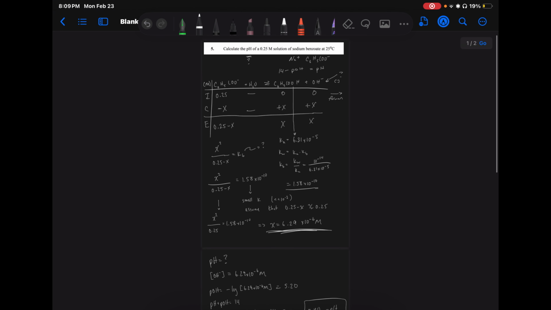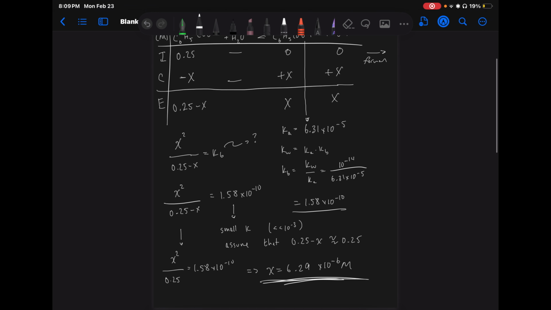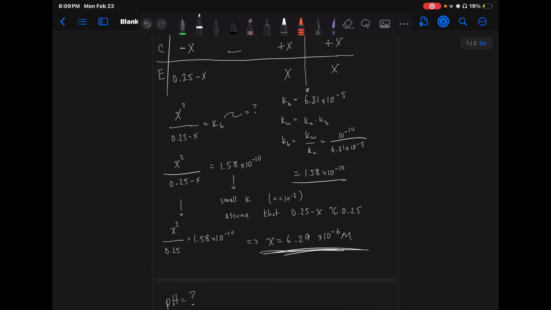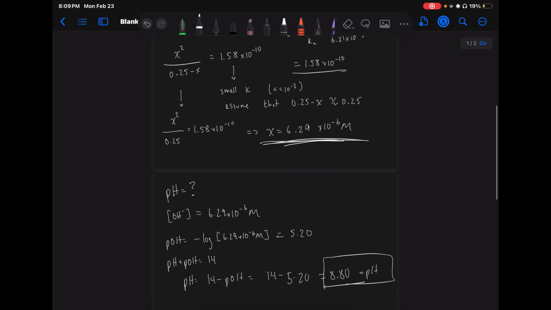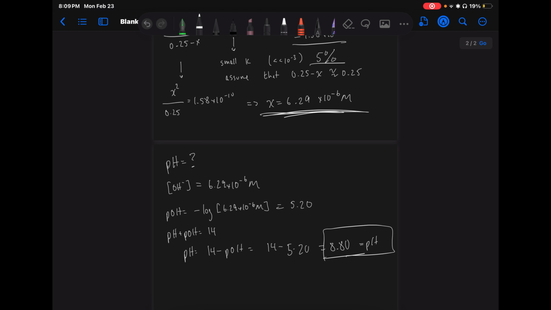So ideally it made sense. All we have to do is establish the ICE table, find out what the Kb value is from the Ka value, then just solve for x, small K question. Also, one more thing, you want to do the 5% assumption check, but it's kind of tedious, so I don't really want to do it. But that's basically how you do this question, pretty simple. The next question will be a bit more complicated.